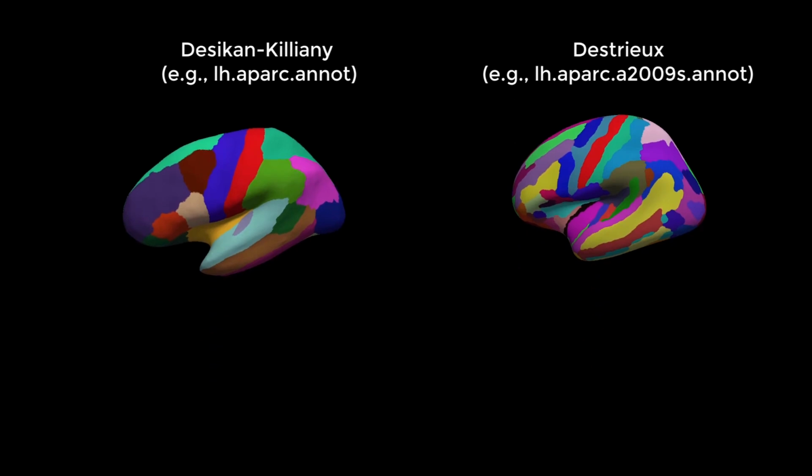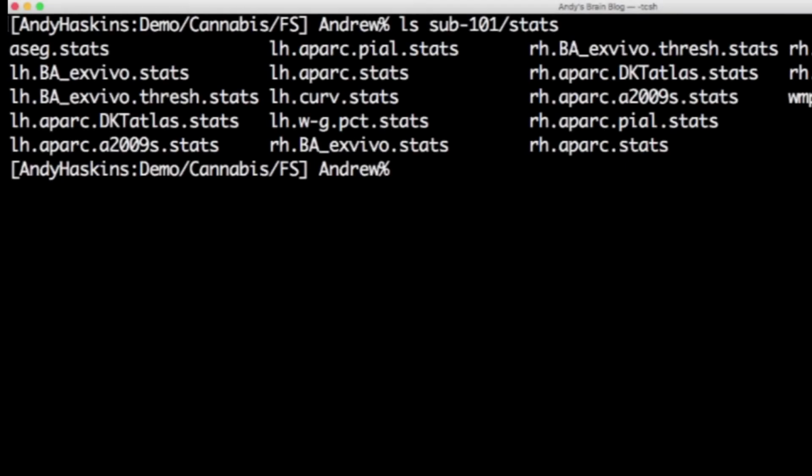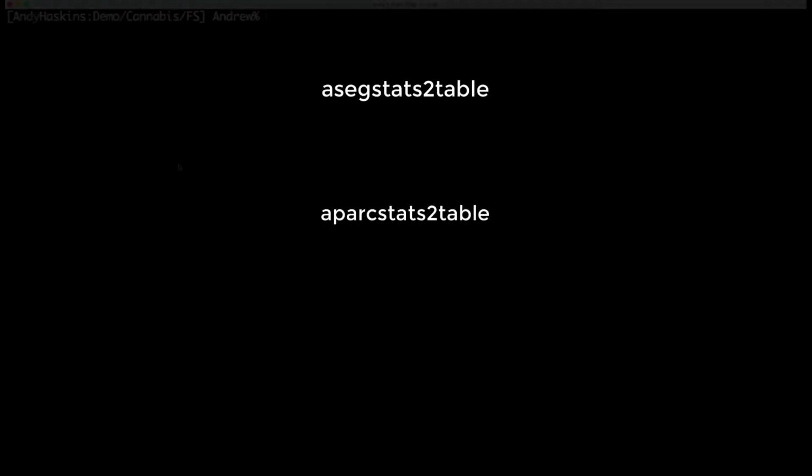Structural measurements have already been calculated in each of these atlas regions and then stored in text files in the stats directory for each subject. For example, the Desikan-Killiany parcellation statistics for the left hemisphere are in the lh.aparc.stats file. The segmentation statistics across both hemispheres are in the aseg.stats file. To organize these data for input into a spreadsheet or statistical package, we will use the commands asegstats2table and aparcstats2table.